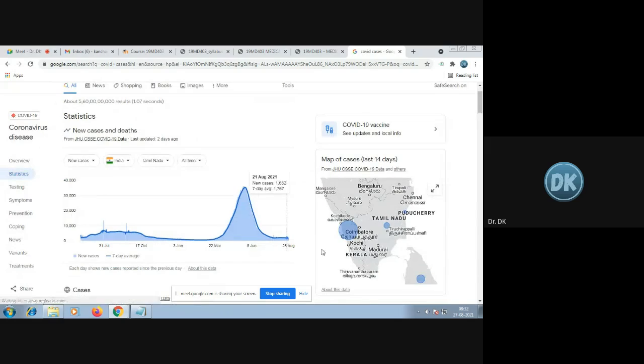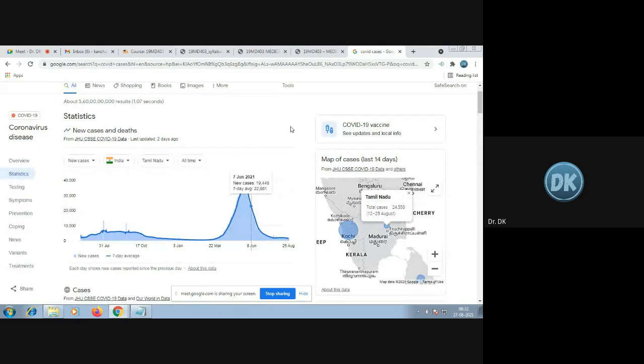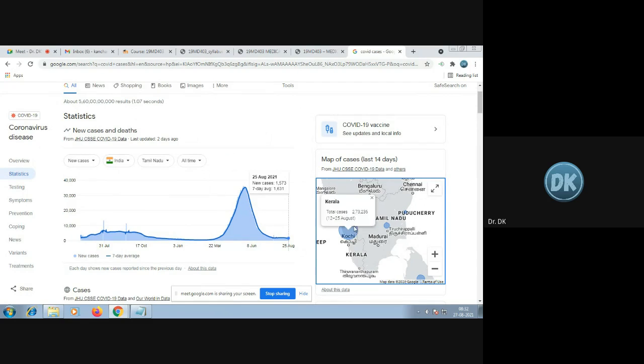So once I type COVID cases in Google, the first thing I get is a graph and there is a map, right? In the map, you see where the cases are high and you can see the peak from July to August. Till date, whatever the data is available, it is plotted in the form of a graph. So this is the data. So how do we get this data? How do they collect the data?